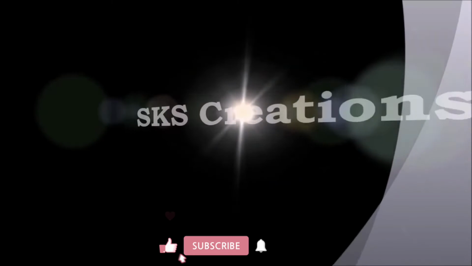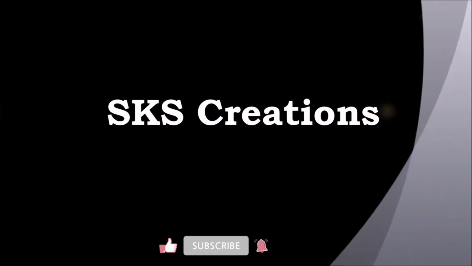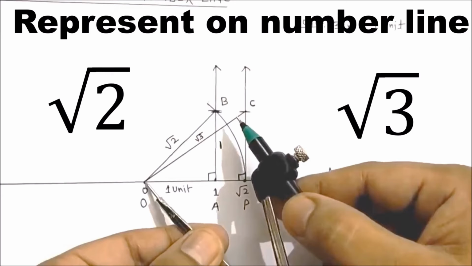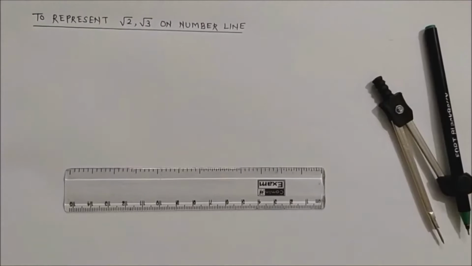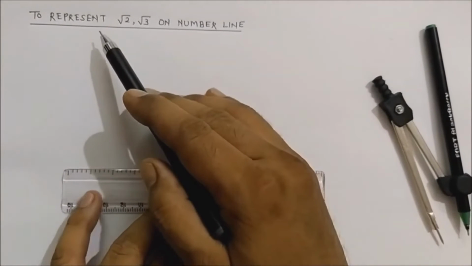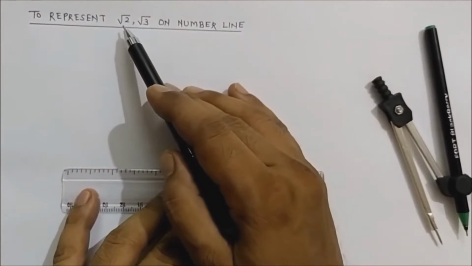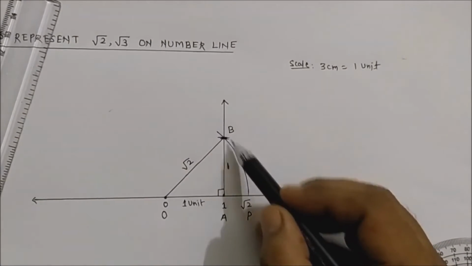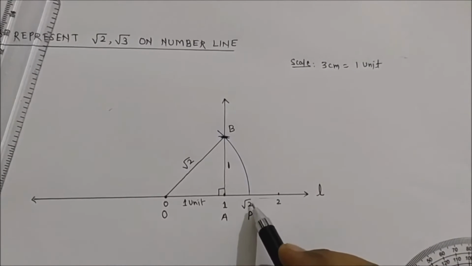Now to represent this root 2 on this line, keep the compass on point O and take distance O to B. Take distance O to B, and from point O draw an arc on the line. So this you get as root 2. Name it point P. This is how we got the irrational number root 2 on the number line.